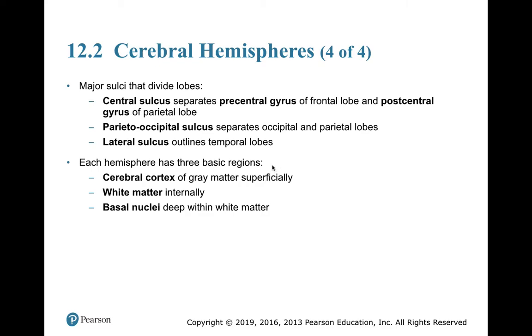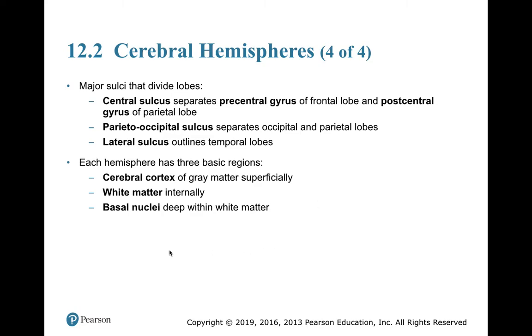The major sulci that divide the lobes are the central sulcus, which separates the precentral gyrus of the frontal lobe from the postcentral gyrus of the parietal lobe. Those gyri are going to come up here shortly. The parieto-occipital sulcus separates the occipital and parietal lobe, and the lateral sulcus outlines the temporal lobe. So those sulci divide the lobes.